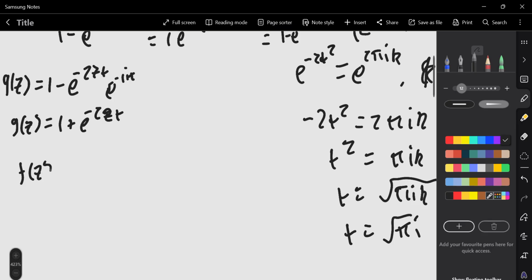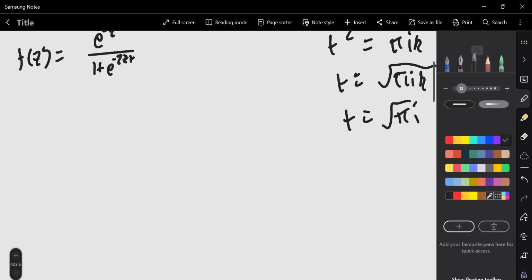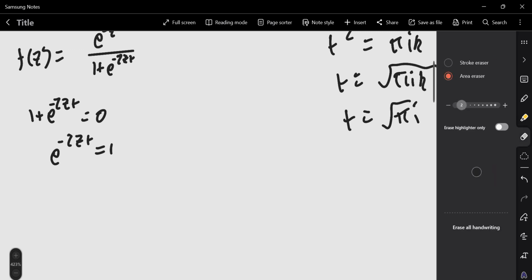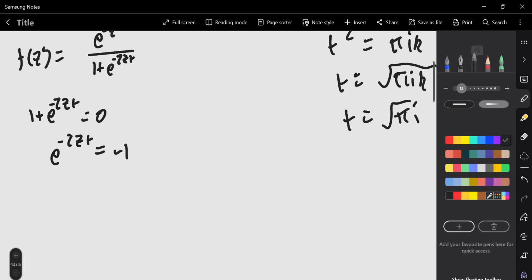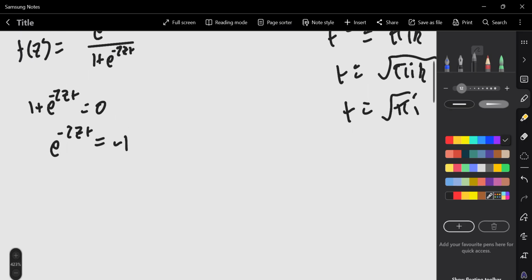And what is that function again? Let me just write it out for the millionth time. E to the minus z squared over 1 plus e to the minus 2 z. And so 1 plus e to the minus 2 z t equals 0, so e to the minus 2 z t equals minus 1.